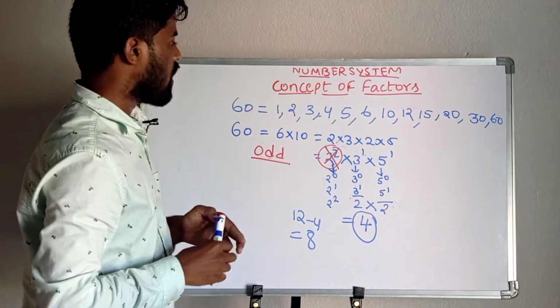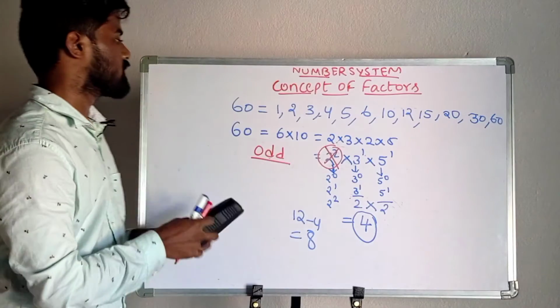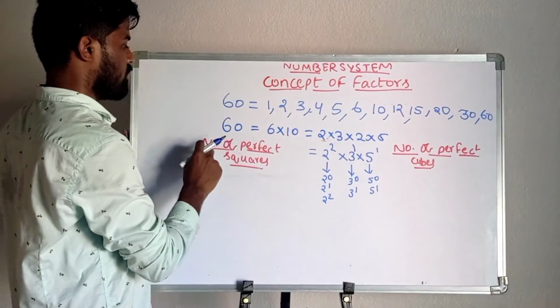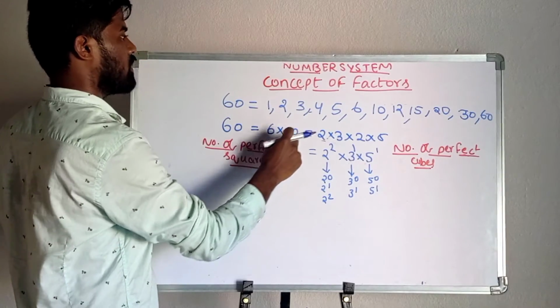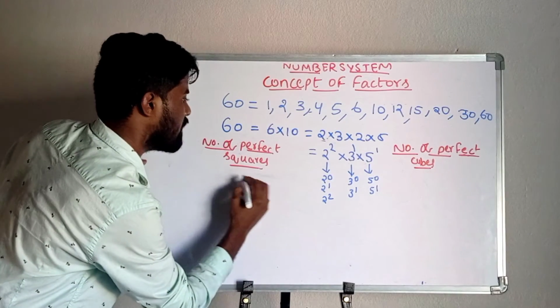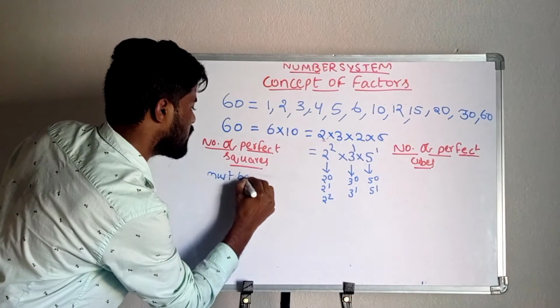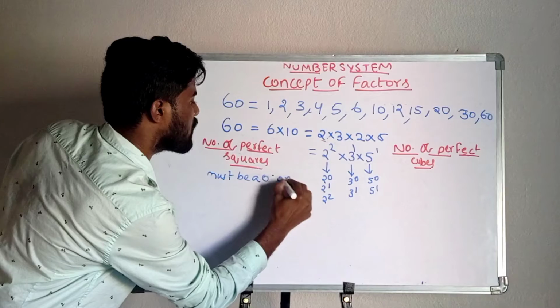Next we will see how to find the number of factors which are perfect squares and the number of factors which are perfect cubes. Here, to find the number of perfect squares among the factors of a given number, we have one condition, that is the power must be 0 or a multiple of 2.